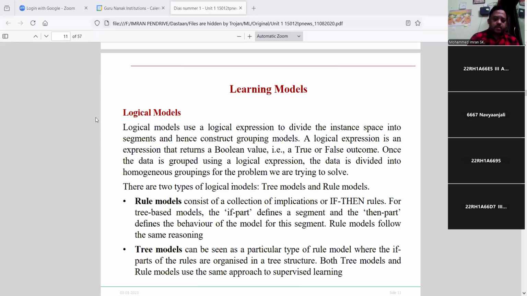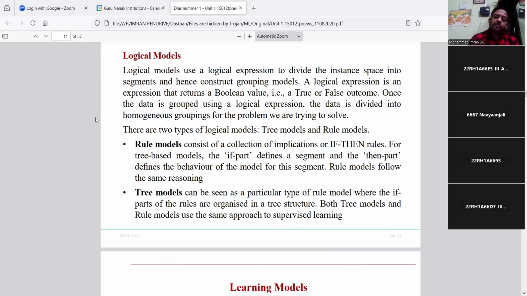So rule models consist of a collection of implications, or the if-then rules. Okay, if part, then part. As you know, if condition, then what is the next step, like that. So for tree based models, the if part defines the segment and the then part defines the behavior. Means if this is the action, what is the behavior? So the rule model follows the same reasoning.